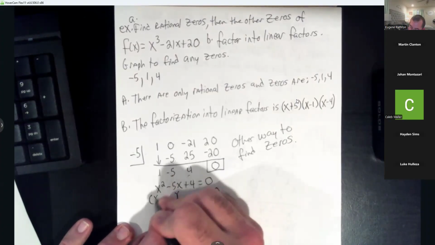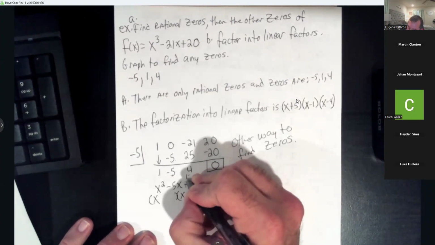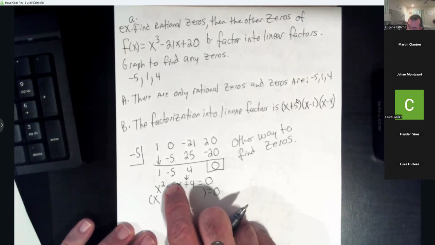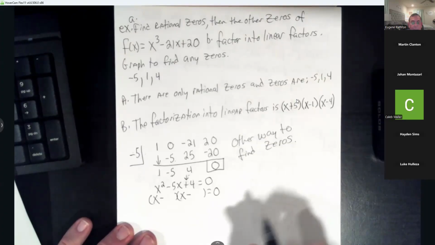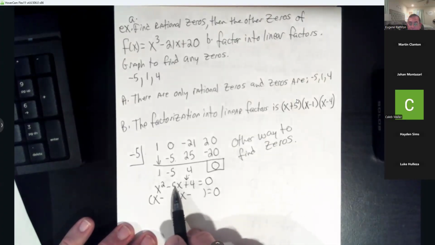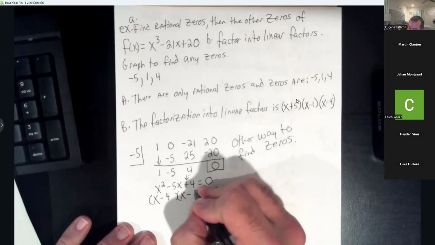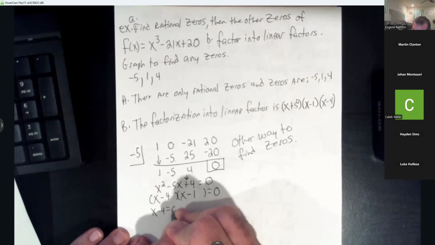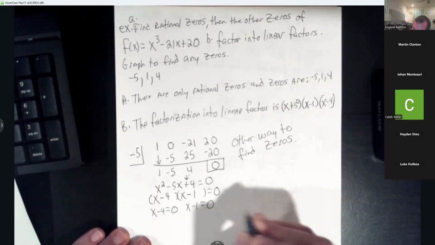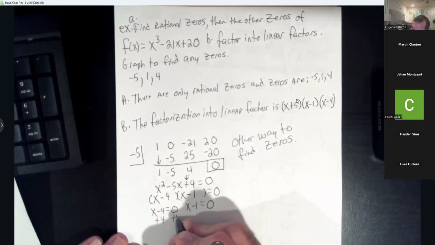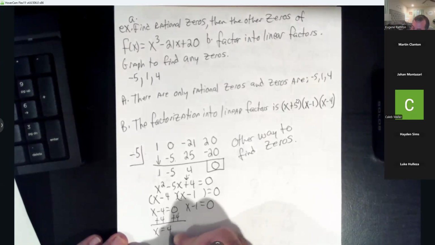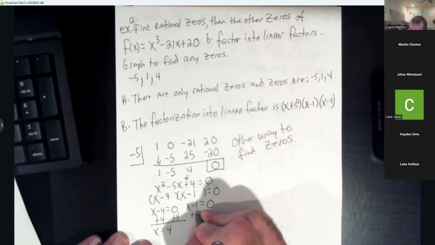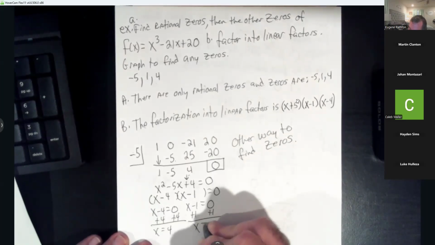X squared is an x and an x. This last number's positive, so both of these factors will be negative like the middle. Factors of 4 that add to get 5 would be 4 and 1. And then y'all remember, set both of them equal to 0. So this one, add 4. We get x equals 4, which is one that I needed. Here I would add 1 and get x equals 1.